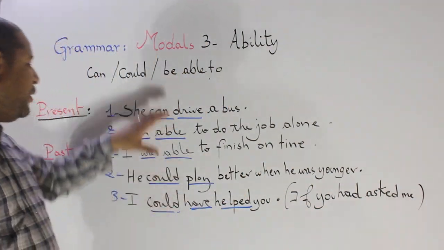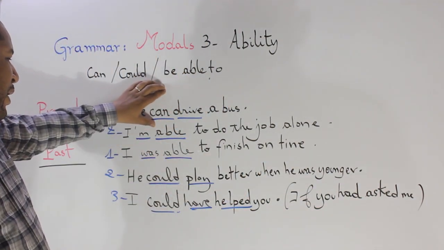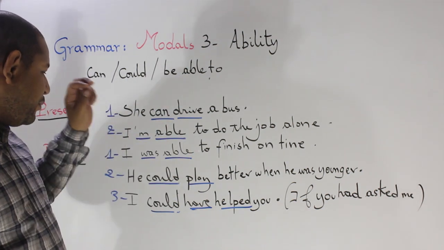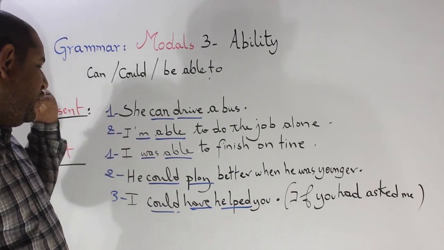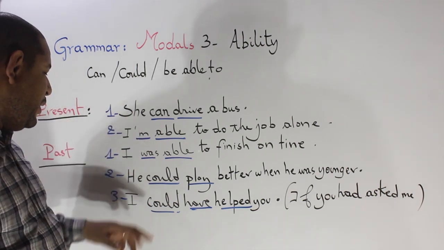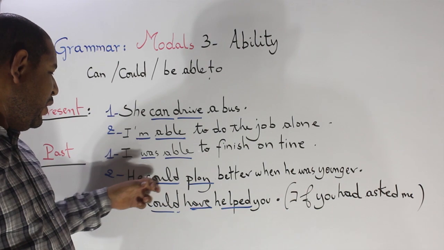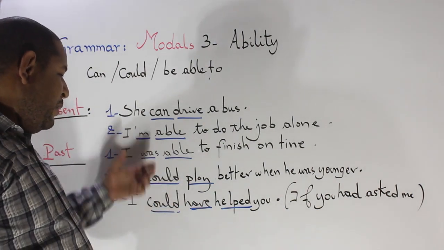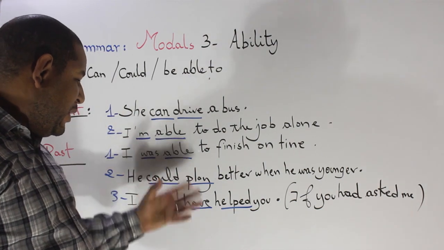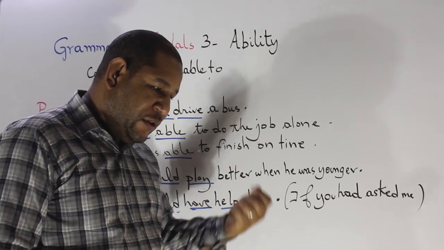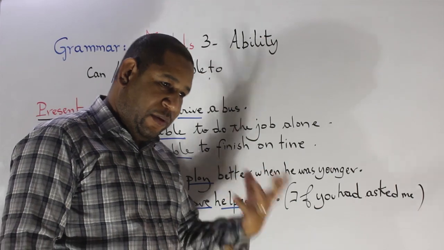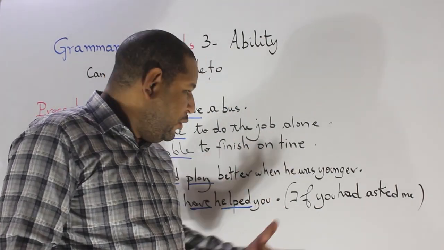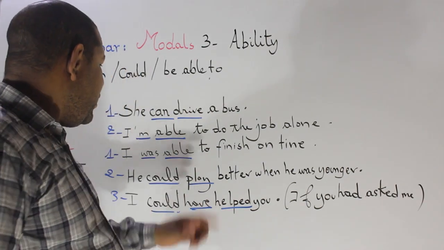Just to recapitulate, can for a general ability, now I am able to for a specific ability. For was able, let's say it's a specific ability in the past. For this one, he could play better when he was younger. That's ability in the past. And this one, it's ability, but it is not performed. There is no action. We just speak about something that could have happened, but we don't know whether it happened or not.